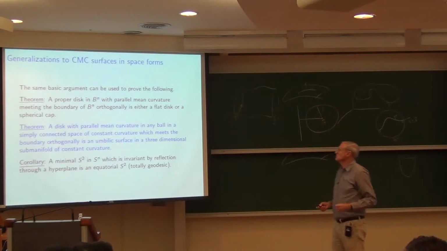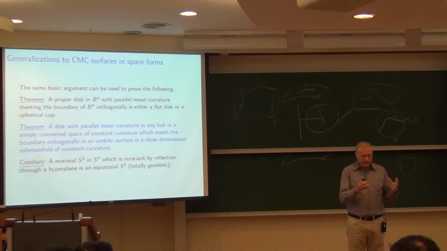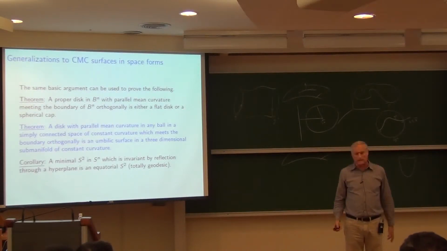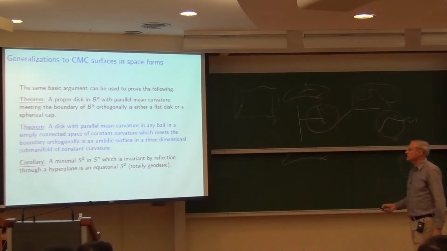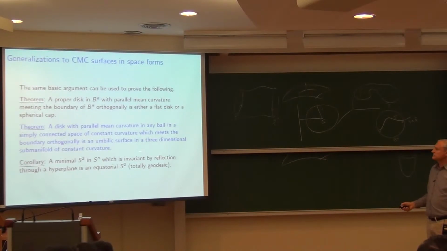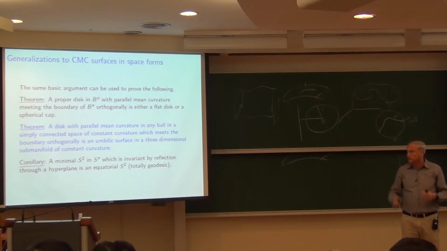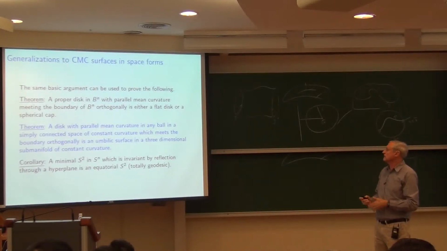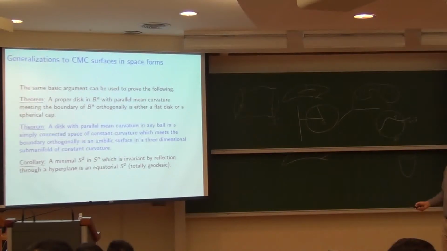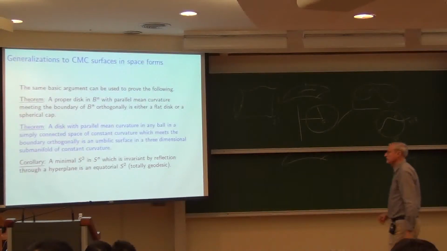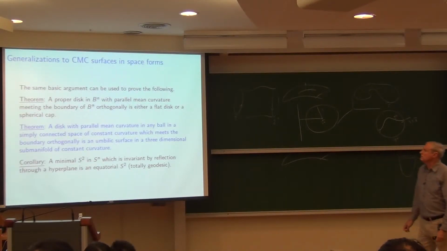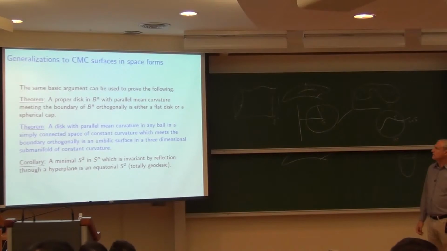So you might ask, how does this interact with the fact that there are lots of minimal S2s in Sn? Well, the consequence is that if we take a minimal S2 in Sn, and it's invariant by reflection through a hyperplane, that is, if there's a hyperplane of Sn and the surface is invariant by reflection, that would make it a free boundary solution in the hemisphere defined by one side of that hyperplane. Then it's in fact an equatorial S2. And so that's the connection with minimal S2s in Sn.